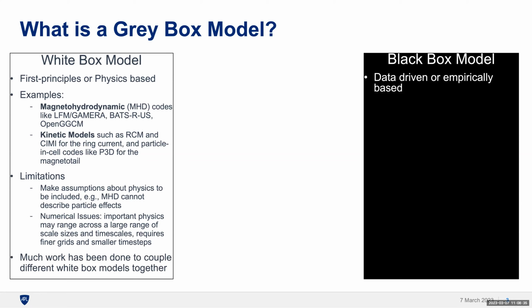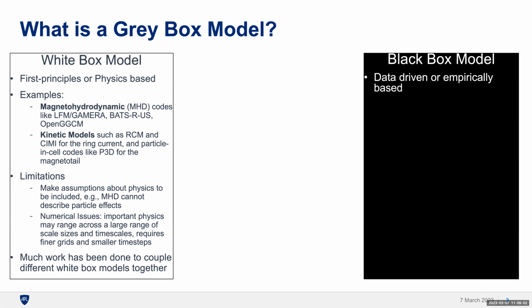So a lot of work has been done to couple various white box models together. MHD models are often paired with a realistic ionosphere. They are often paired with ring current models like the RCM model, for instance. But we're going to present a different approach over these next two talks, which is gray box modeling, which is basically combining a white box with black box models.